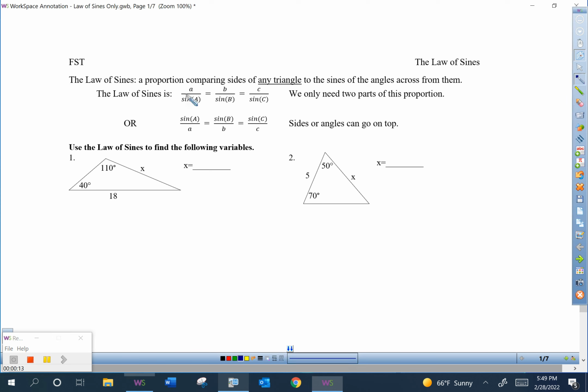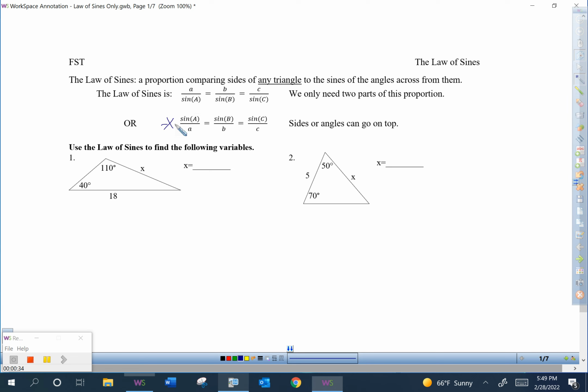Okay, so as a review, law of sines looks like a proportion made of two ratios. We've got some side over the sine of an angle across from it equal to another side over the sine of the angle across from it. And we're only going to choose two of these. But I also want to emphasize that you could see this version.